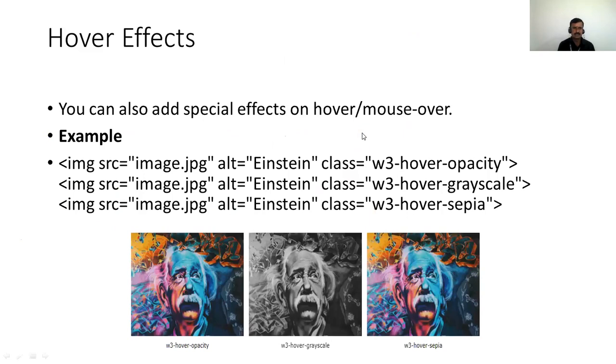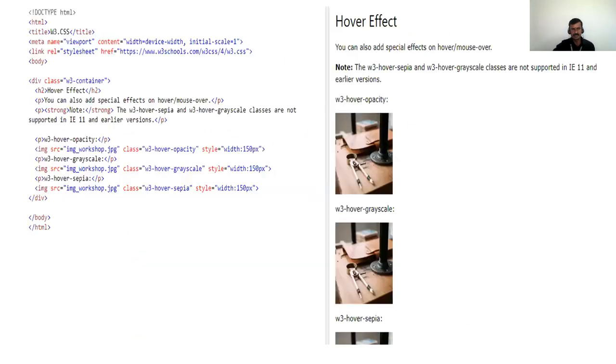Next, hover effect. Hover effect means whenever you mouse over or mouse down, it will change the image, colors and effects. You can also add a special effect on mouse over. It is the same thing. You can use the same tag in the classes: W3 hover opacity, hover grayscale, or hover sepia. Whichever type you need, you can specify in a hover effect.